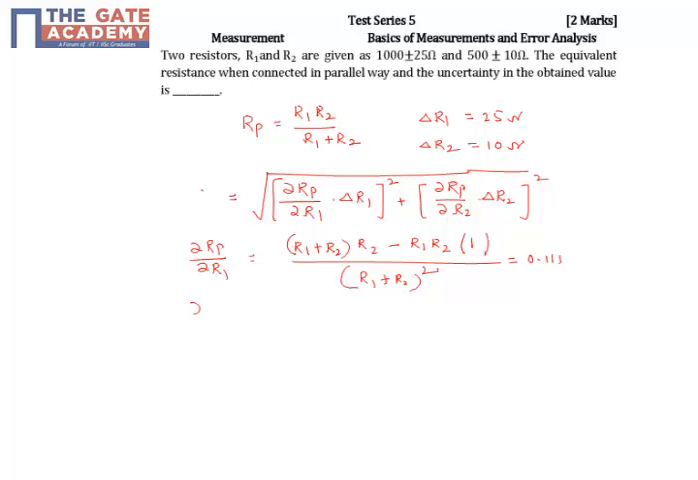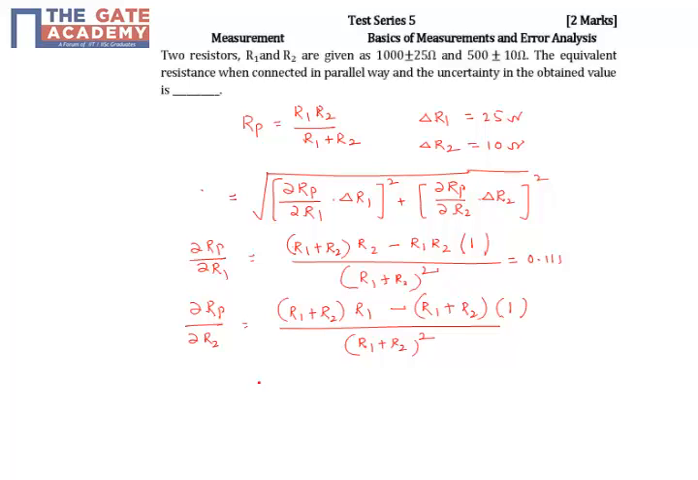So if you substitute all these values, you will get a value of 0.111. Similarly dou Rp by dou R2, so this is also R1 plus R2 whole square, R1 plus R2. So with respect to R2 its value is R1 minus R1 plus R2 into 0 plus 1. So if you simplify this value, you will get a value of 0.444.